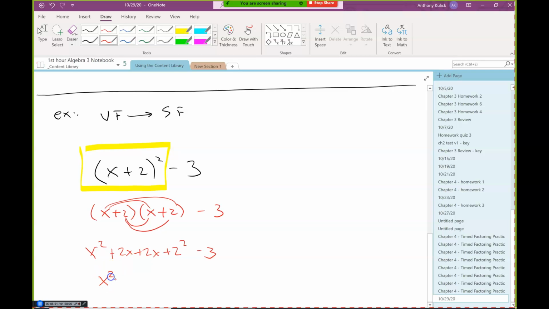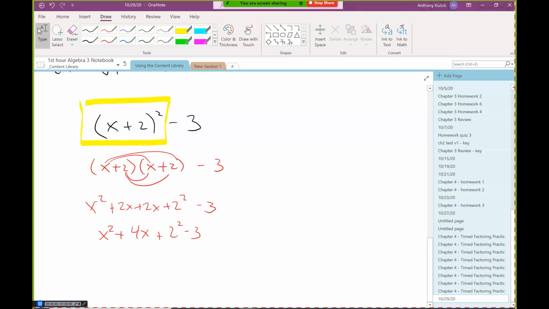And then we went ahead and added those like terms in the middle there. So 2x and 2x gives us 4x. And then I can rewrite 2 squared as 4. And I can combine the like terms. So 4 minus 3 is just 1. Is everybody okay remembering doing this?